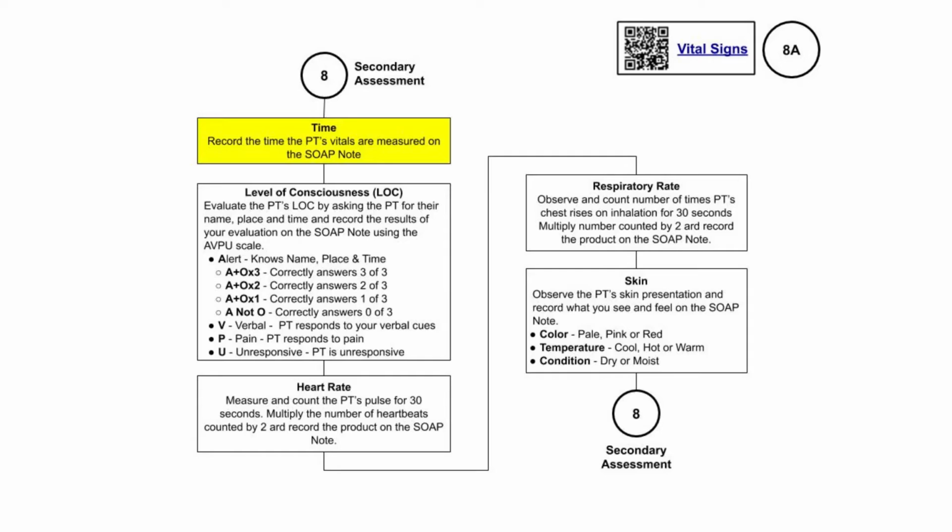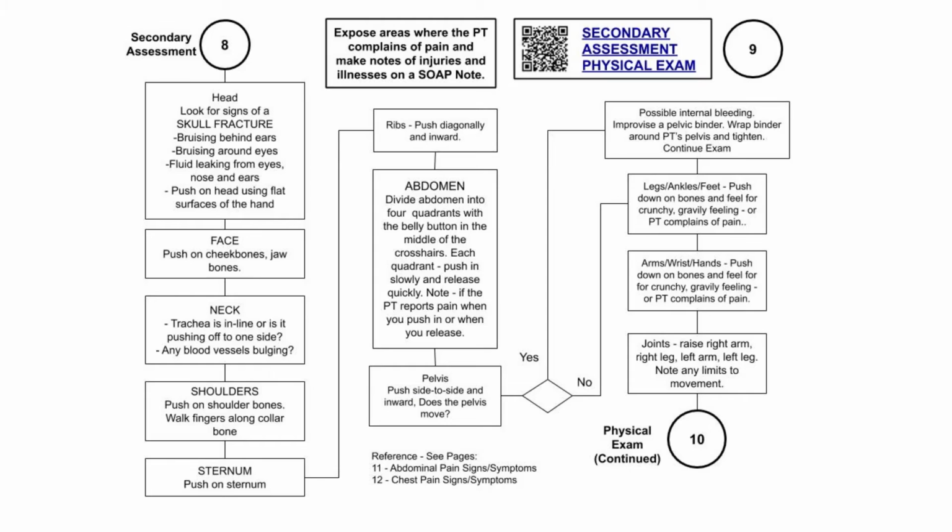Now, in the secondary assessment, let's go ahead and take some vital signs. And once again, be sure to write down these vital signs on the SOAP note that you downloaded and printed. The time is 2:10 p.m. Her level of consciousness is A&O times 3. So she knows her name, she knows where she's at, and she knows the time of the day. Her heart rate right now is 78, respiratory rate 16, and you check her skin, and her skin is pale, cool, and moist. You go ahead to perform a secondary physical exam.